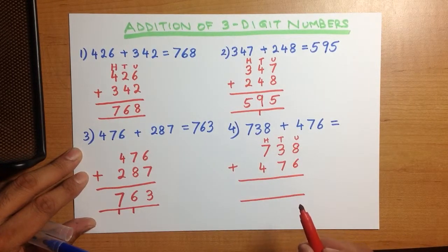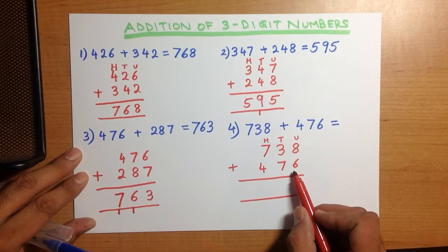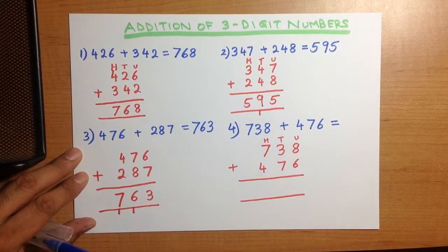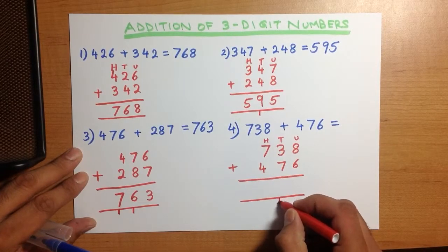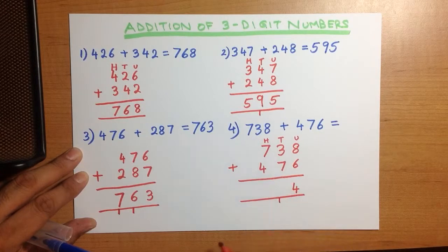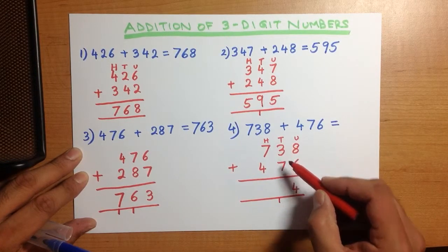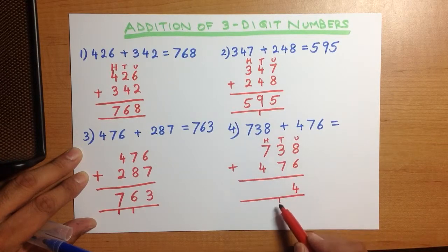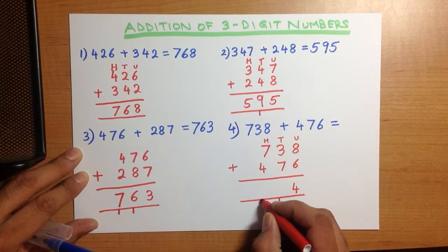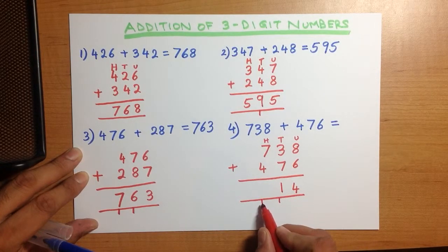So let's add the column on the right hand side first. What is 8 plus 6? That's right, it is 14. The 1 becomes part of the tens column. Now we add the tens. What is 3 plus 7 plus 1? That's right, it's 11. We put 1 here and 1 here. This one has now become part of the hundreds column.